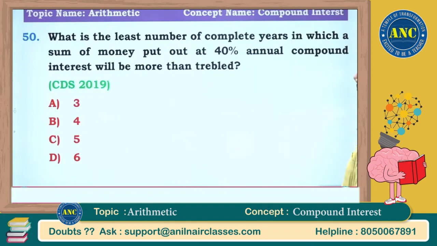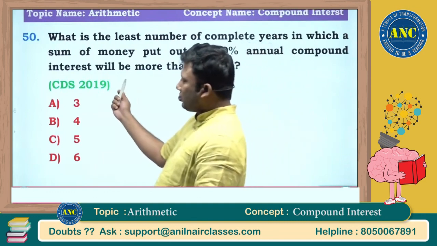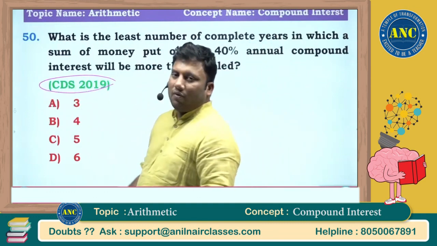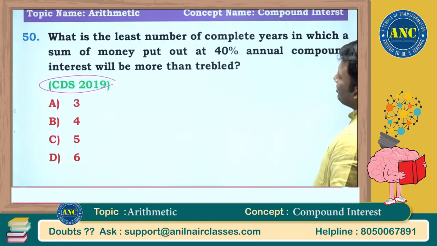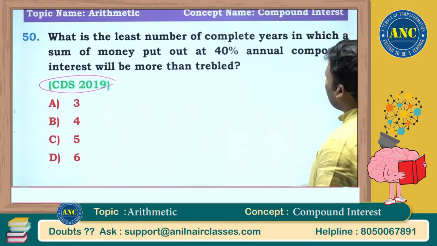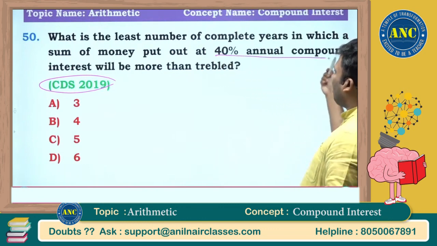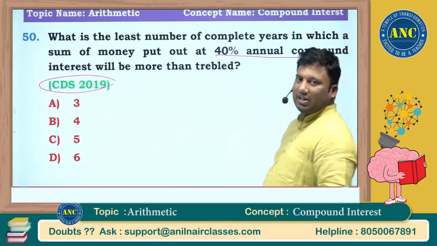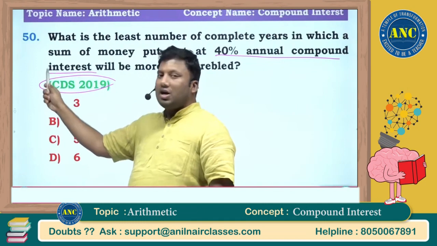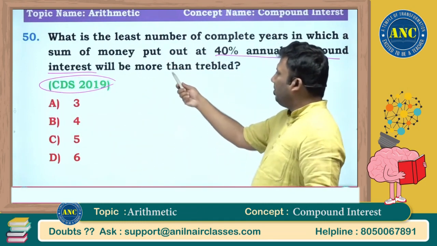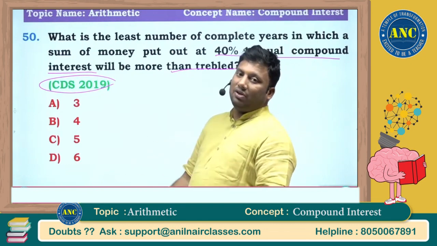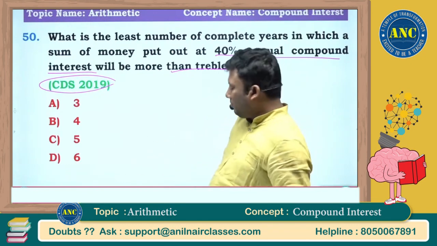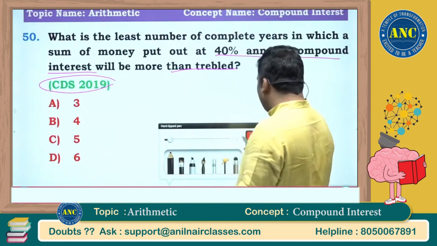Next one. What is the least number of complete years? CDS 2019 question. What is the least number of complete years in which a sum of money put at a rate of interest of 40%, compound interest, will be more than triple? So the final value is more than 3 times.